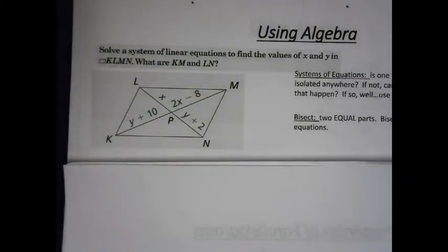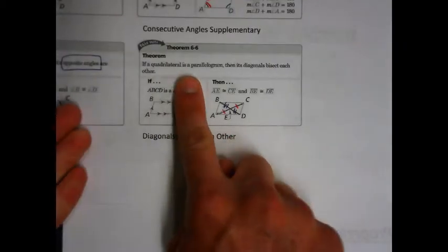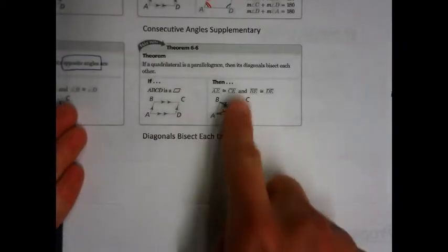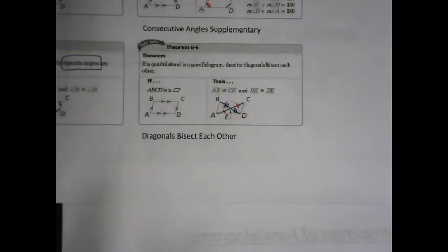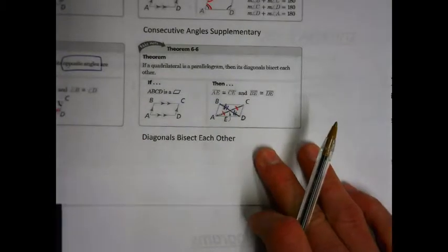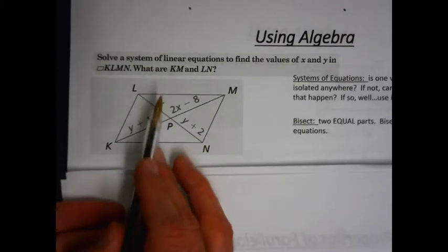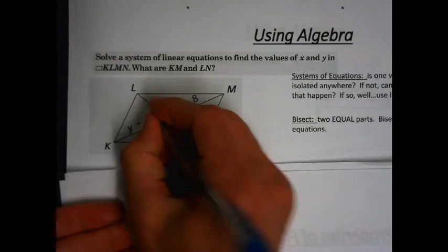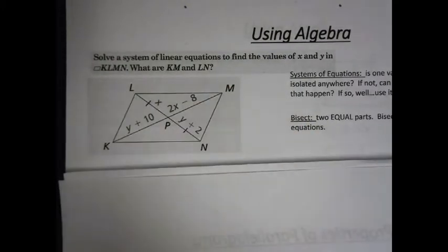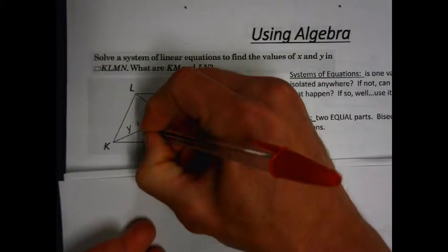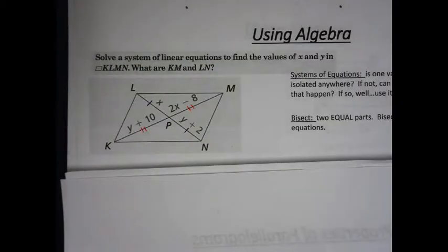But more importantly, we need to know the note. The note is that if a quadrilateral is a parallelogram, diagonals bisect each other. That means we have two congruent pieces here, okay? We got to know that, folks. It's so important. So what we know is that this piece LP is congruent to this piece PN, and this piece KP is congruent to this piece PM. Okay, that's what we got to know. It says parallelogram, we got to know that.